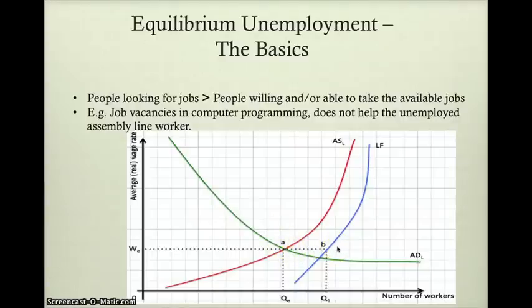For example, we could have job vacancies in computer programming, but this does not help unemployed assembly line workers, which may be represented by the LF curve here. So the point to take away is that there are always more jobs than people willing and or able to take the jobs if it's natural unemployment.